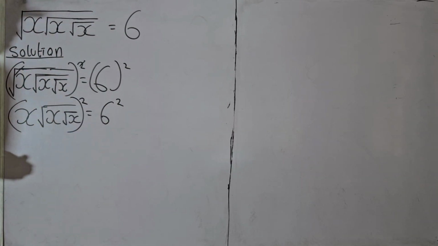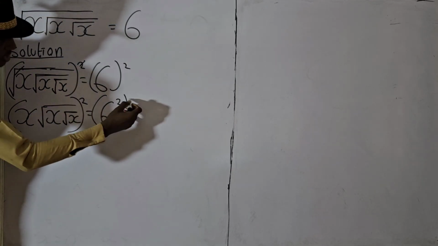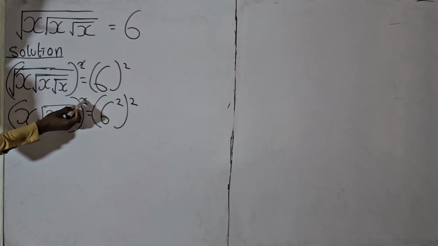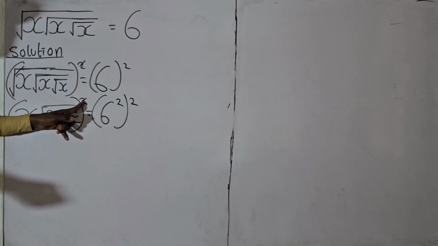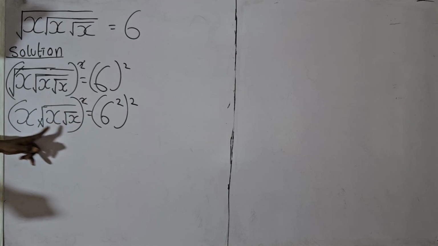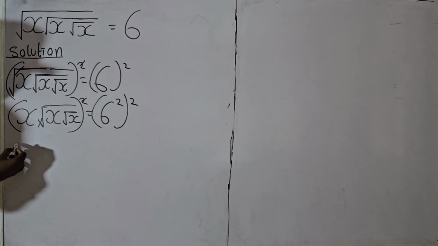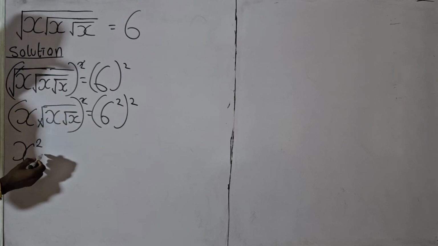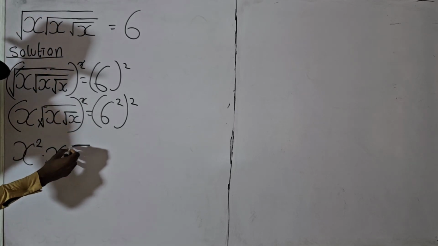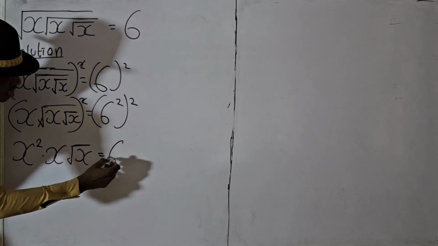Are you following? The reason why we have to square both sides again is because we want to eliminate this square root as well. Now this will eliminate this, but it will also be affected by this square. This square here is affecting everything inside the bracket. So this will become x squared. This will eliminate this, multiplied by x, root of x equals 6 raised to the power of 4.